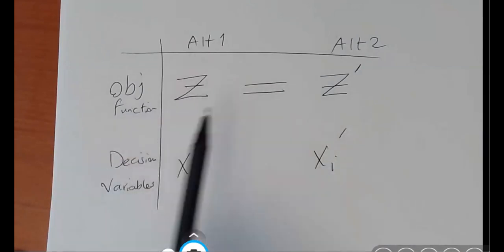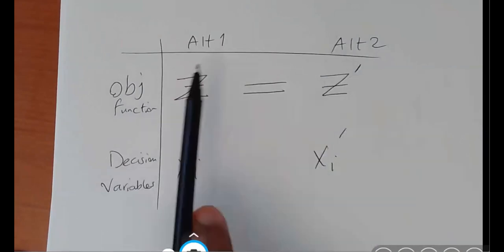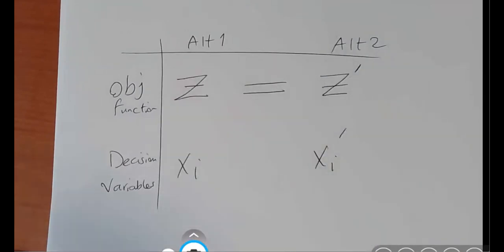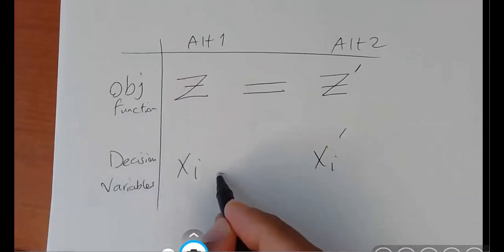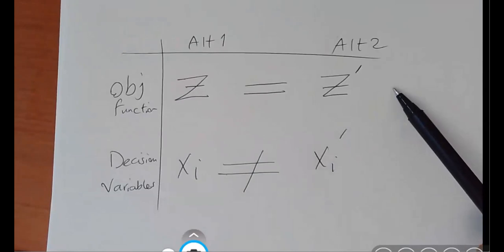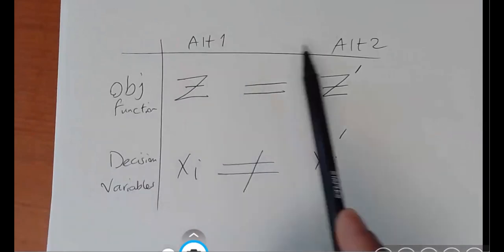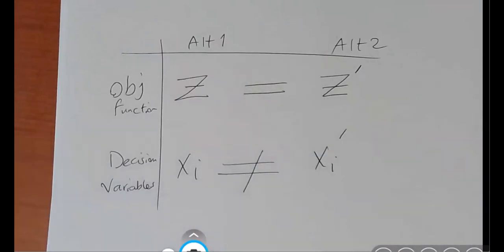The objective function will take exactly the same value for two alternative optimal solutions. However, the actual decision variables, xi and xi prime, are not the same. They're different, right? So for different decisions, you will end up with the same objective function, the same cost or profit. This is the necessary condition for being able to call two answers alternative solutions.